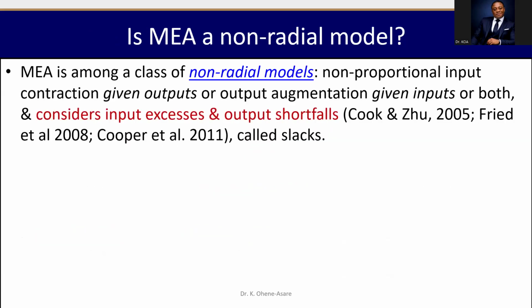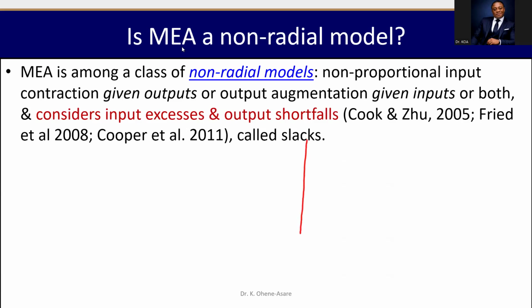Okay, so is it a non-radial model? Of course it is a non-radial model. What do we mean by non-radial models? They are models that don't move in the proportionality of the inputs and outputs. When you are estimating non-radial models, they are not in proportion. Now, what do we mean? For the newcomers, what we mean is this.